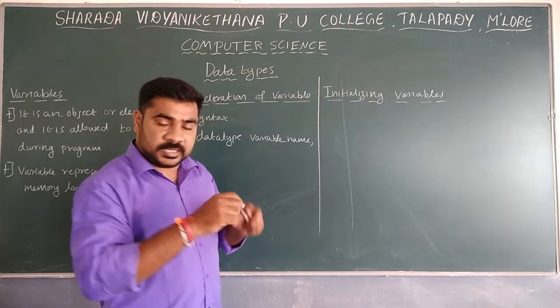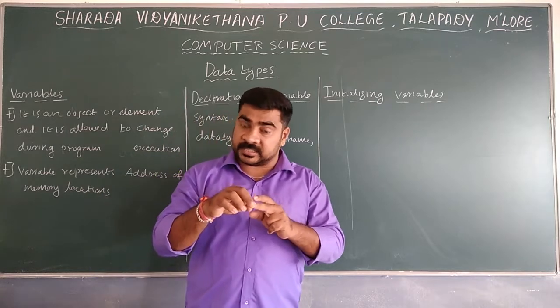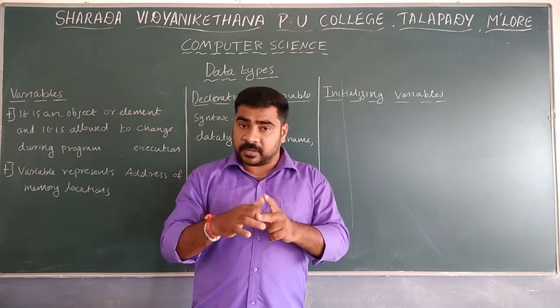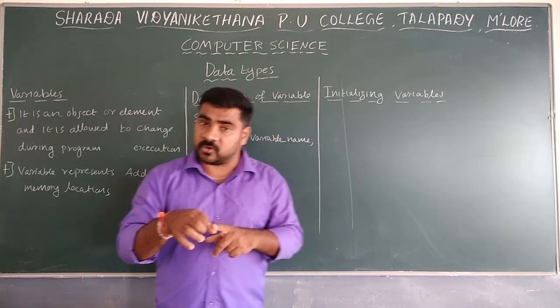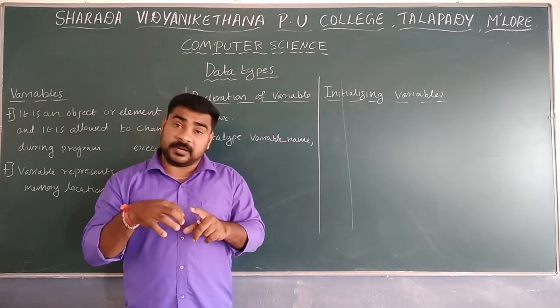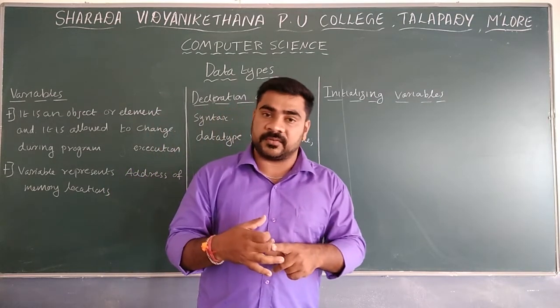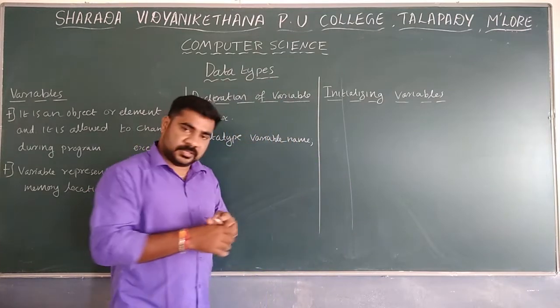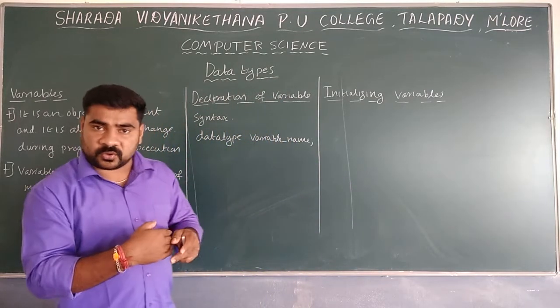It can contain digits, alphabets, and underscore. But one more rule is that it should not start with a digit. It can start with an alphabet or an underscore, but it should not start with numbers. So these are the different rules.